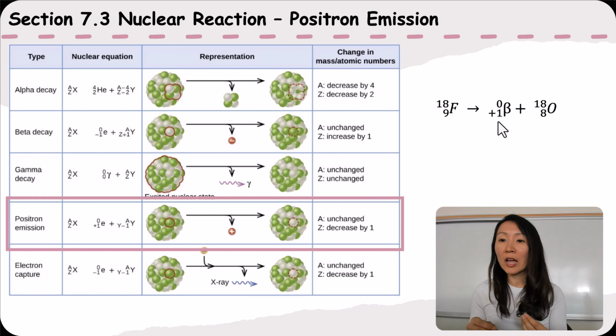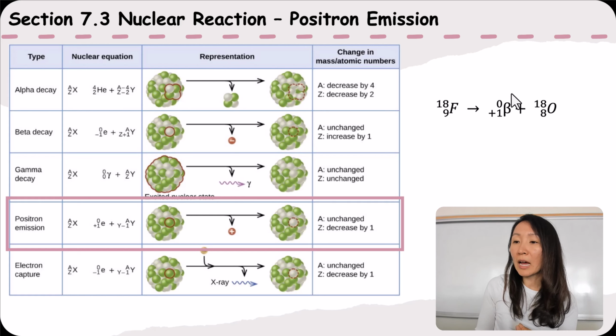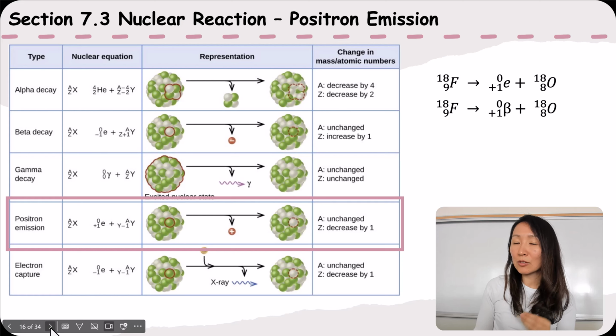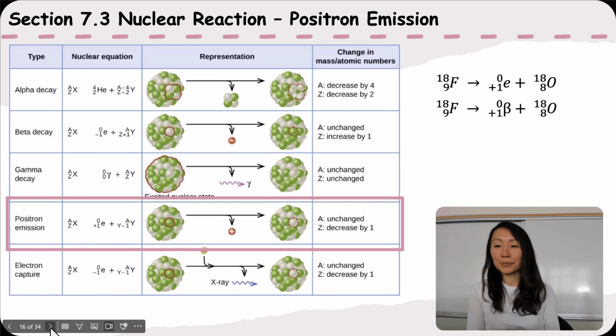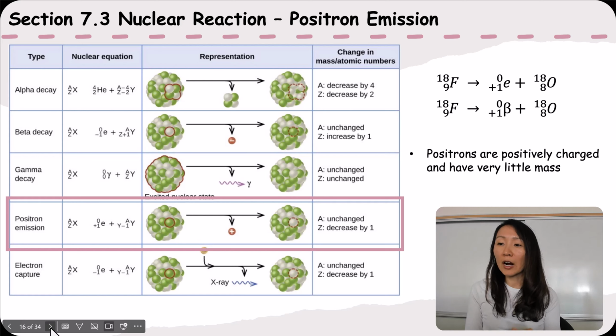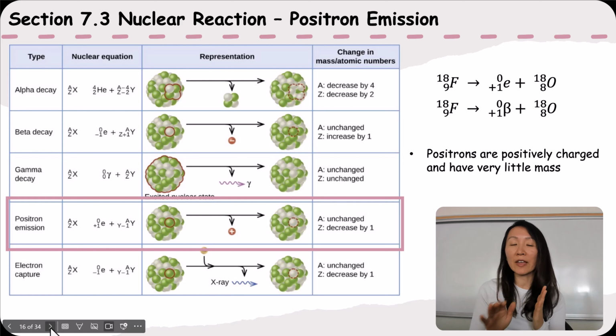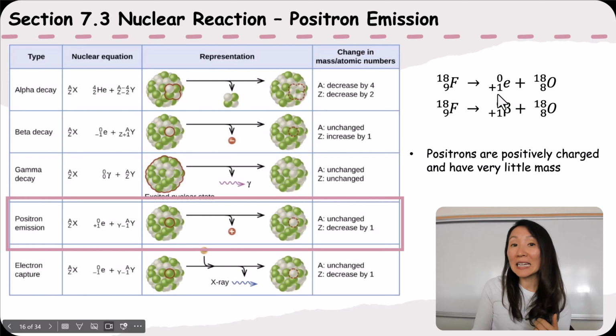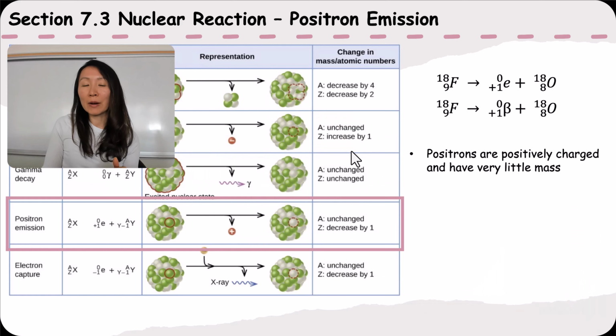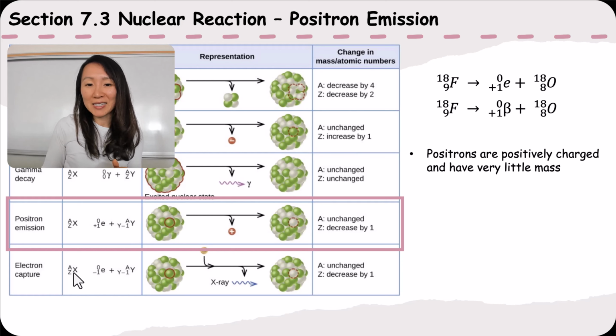Now, this positron emission you could denote as beta, 0 and plus 1. Or you could denote it like this, where you have an electron-like particle, but with a different charge. So hence the positron, not electron, right? Positrons are positively charged, like I have mentioned, and they have very little mass. This is the opposite of what happens in beta decay, where an e negative 1 comes out. If you don't understand what I'm talking about, you might want to check out the beta decay video after this.